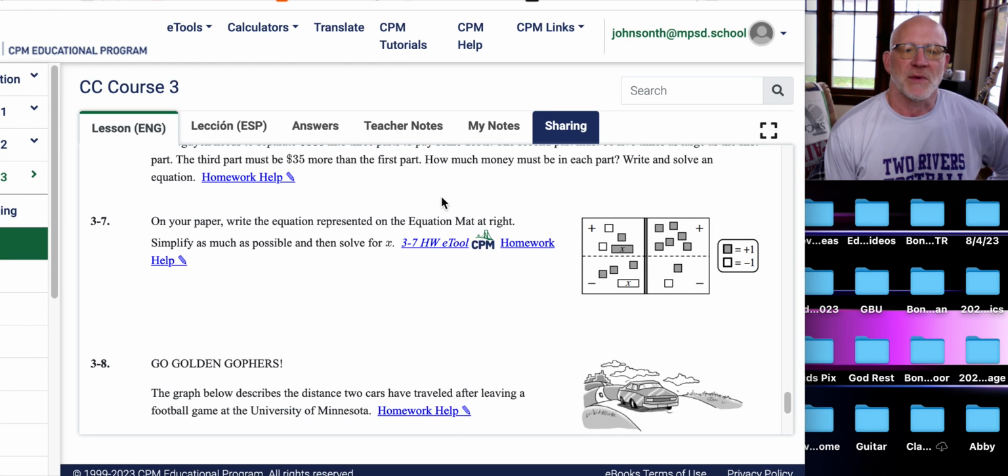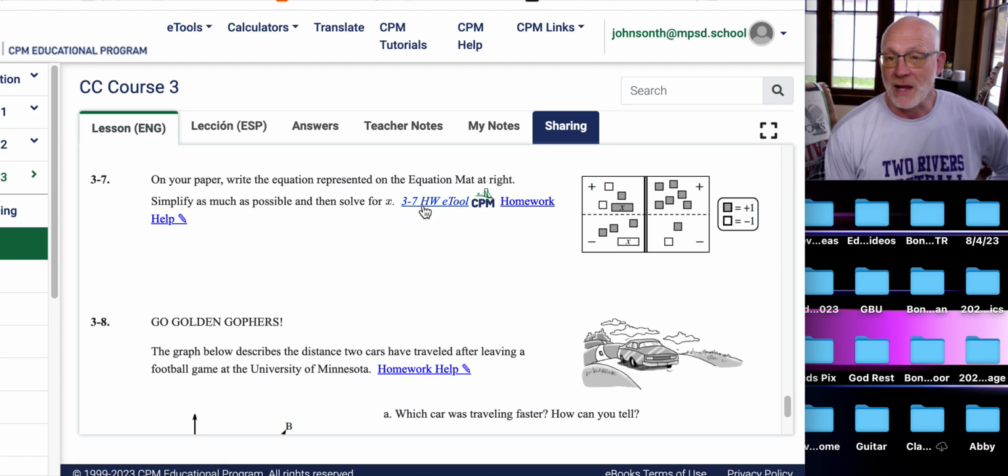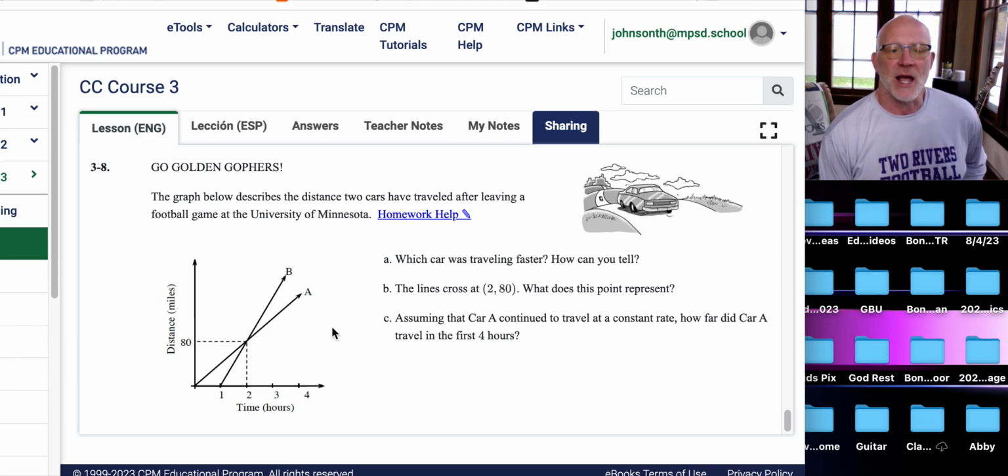Those are a couple of reviews. A review, an equation mat, use your homework tool, and then simplify and solve for x, right? So we have equation mat 2, and remember this means equal. And then we want to look at graphing. So we have one graph here and one graph here. Which car's faster? How can you tell? Where the lines cross at 280, what does that point represent? And then assuming that car A continued to travel at a constant speed, how far did car A travel in the first 4 hours? Okay, that's what we did today.